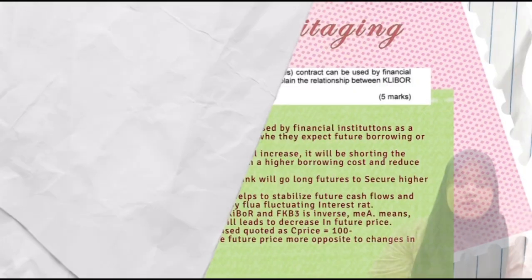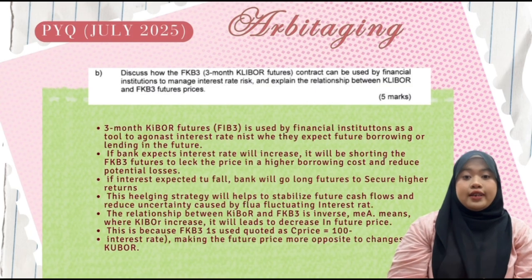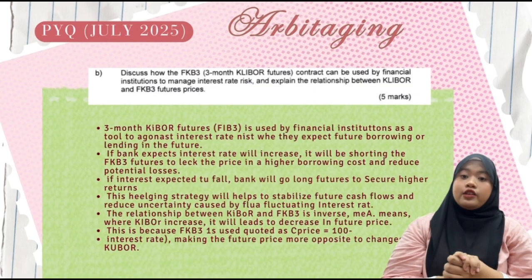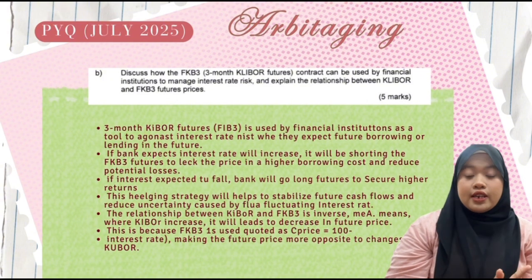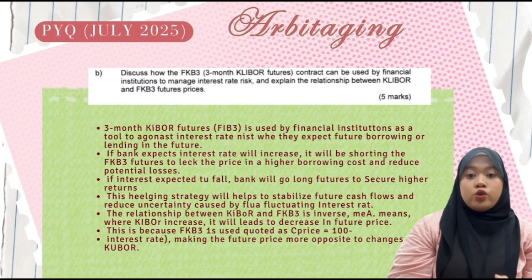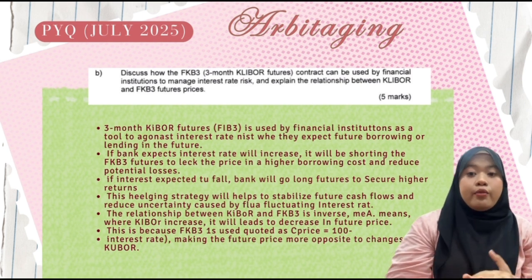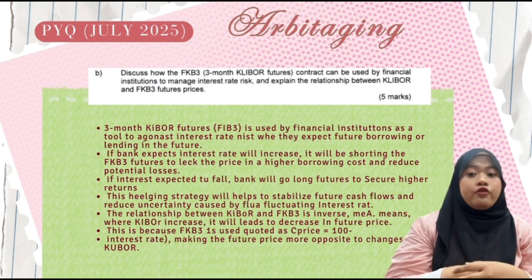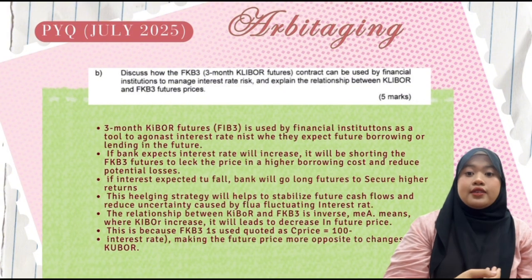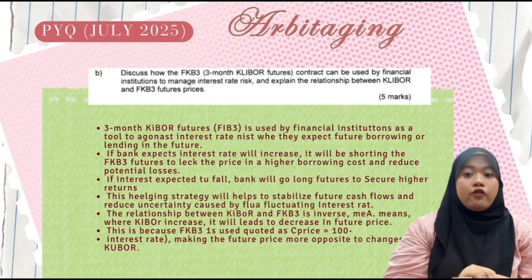This confirms that the FKB3 contract is underpriced, so the correct arbitrage strategy is to go long on the futures contracts. For question B, FKB3 is used by financial institutions to hedge against interest rate risk. If interest rates are expected to increase, they short the futures contract. If interest rates are expected to decrease, they will go long. This is because FKB3 and CLIBOR have an inverse relationship, where futures price equals 100 minus interest rate, helping institutions reduce risk and stabilize future cash flow.